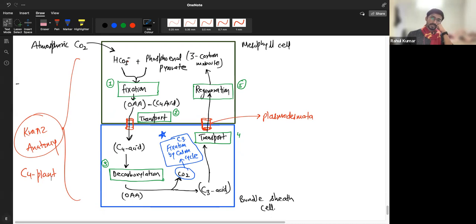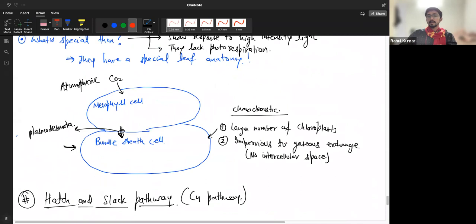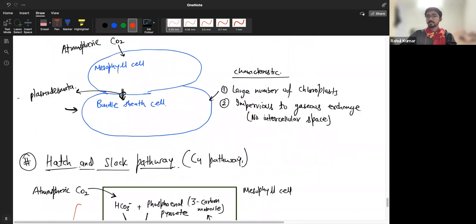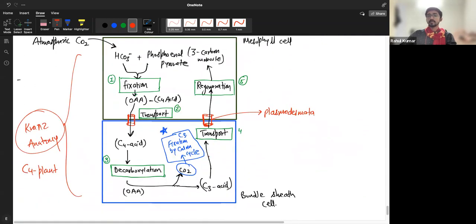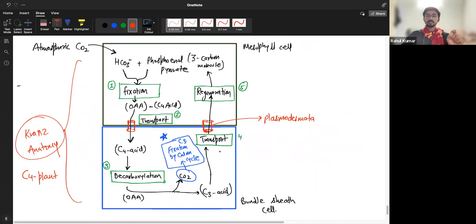So what the C4 plant decided is, see, we cannot trust Rubisco, okay? So let's do one thing. Let's make a different cell where we will keep Rubisco in isolation. Rubisco will not be allowed to interact with oxygen. We will not provide Rubisco with any oxygen. That's why bundle sheath cells are impervious to gaseous exchange, so that no oxygen can come in on its own. The only thing we will give the Rubisco is CO2.